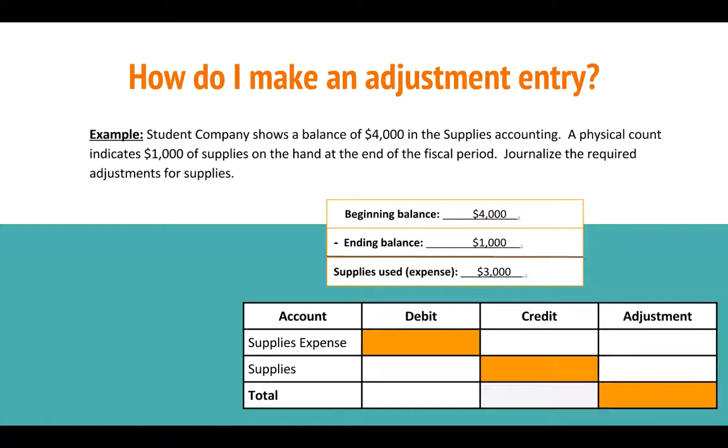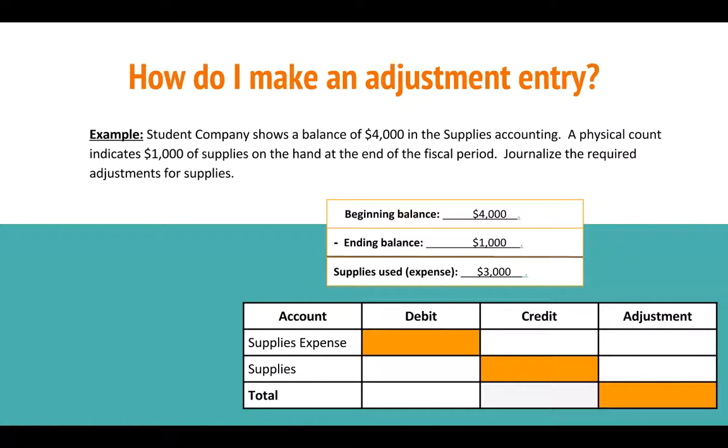So if we look in the middle of our screen, the example reads, Student company shows a balance of $4,000 in supplies accounting. A physical count indicates $1,000 of supplies on hand at the end of the fiscal period. Journalize the required adjustments for supplies. Now, the reason that we have to adjust this account is because the supplies were used during the fiscal period, but we have yet to reflect them on our general ledger. As you can see below at the bottom of the screen, the general ledger currently remains blank.